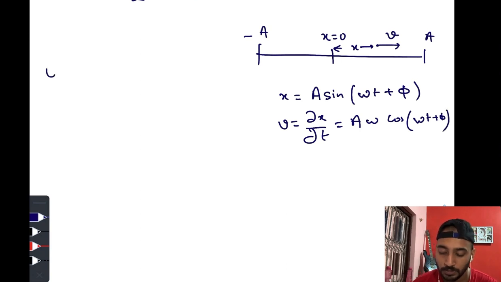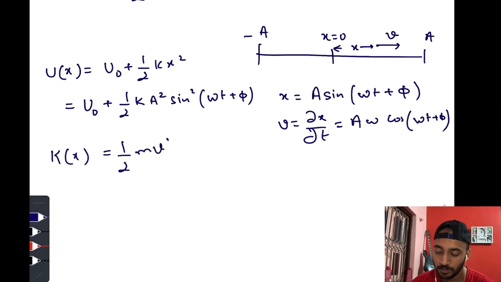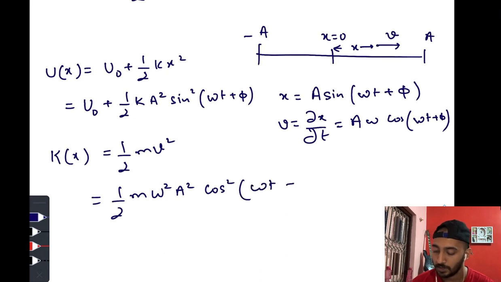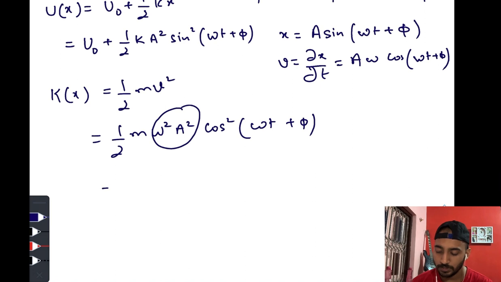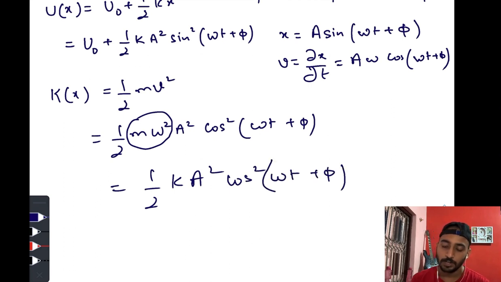So potential energy as a function of x is u naught plus half k x square, that would give you u naught plus half k a square sine square(omega t plus phi). Very nice. And the kinetic energy as a function of x would be half m v square, that is half m omega square a square times cos square(omega t plus phi). And we already know that m omega square is nothing but k, so it is half k a square cos square(omega t plus phi). For right now, let us take u naught as 0.